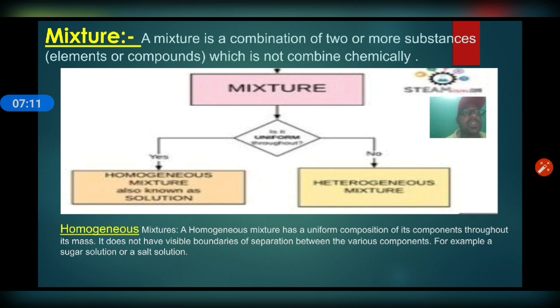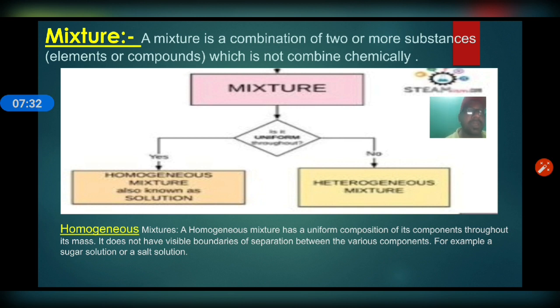So what is a homogeneous mixture? A homogeneous mixture has a uniform composition of components throughout its mass. It does not have visible boundaries of separation between the various components. Yes, it is very clear.